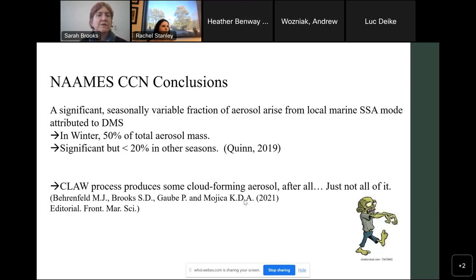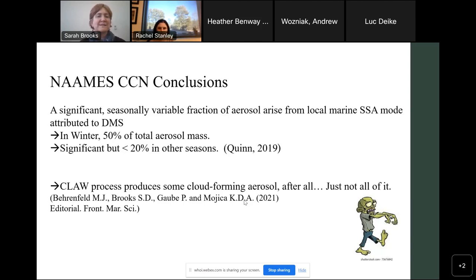But when we are looking at local sources and it's winter time, the DMS and therefore secondary organic aerosol actually gives you 50% of the total aerosol mass, which leads to CCN. And in other seasons, it's less, it's significant, but less than 20%. But again, CLAW is not completely dead. Taking all of our measurements together from NAMES, we can say that the CLAW processes produce some of the cloud-forming aerosols after all, but there are other organics that are important as well.